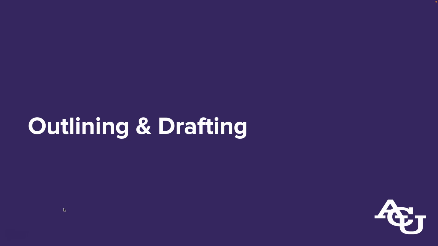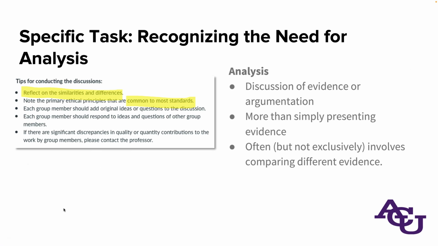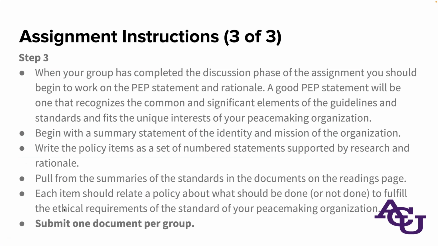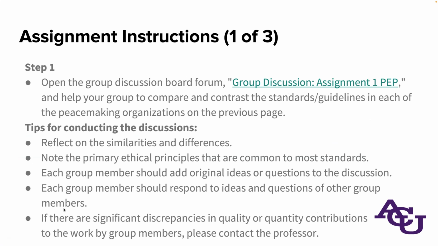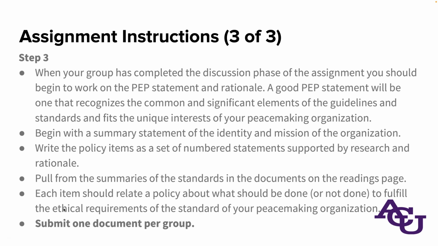Now, with the outlining and drafting part, so this is something where, again, you are building on your work in the discussion portion, where the assignment instructions ask you to discuss things in the group forum, in the group discussion board, and that you identify the organization that you are creating or imagining for this, and then you're going to work on writing this PEP statement and rationale together.